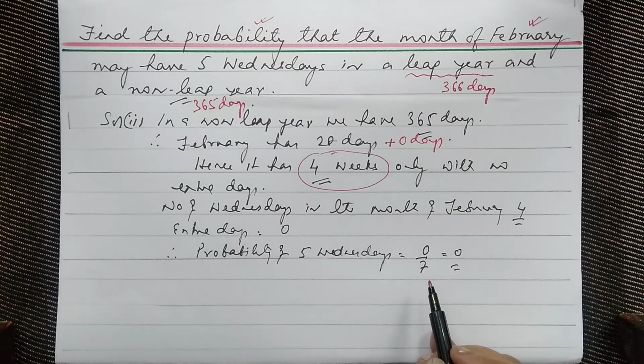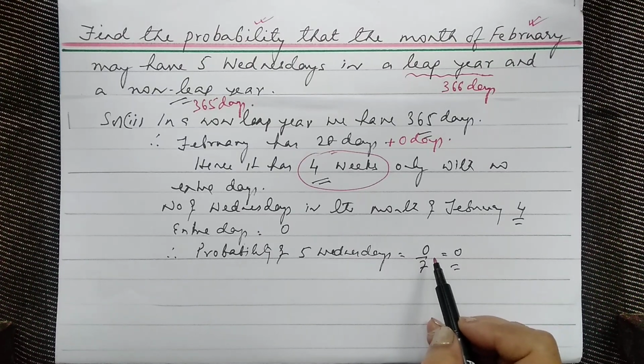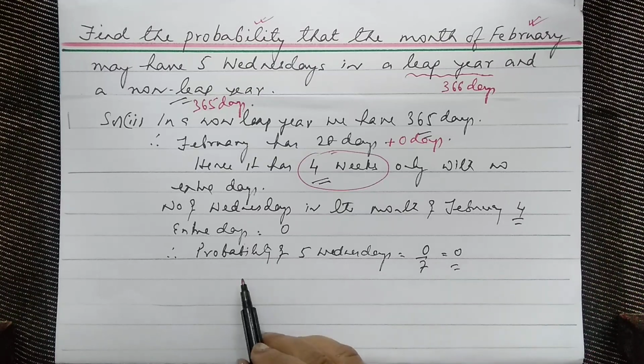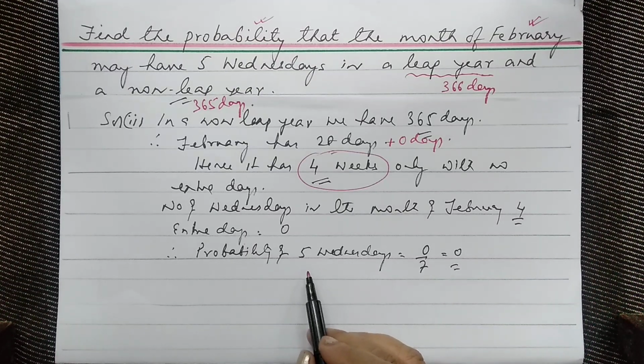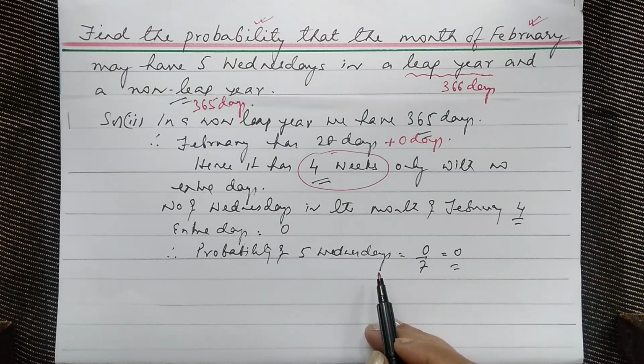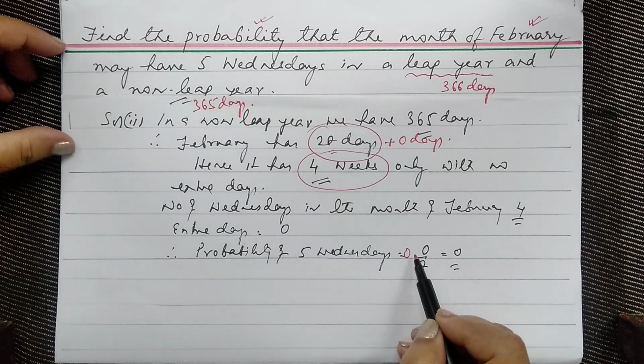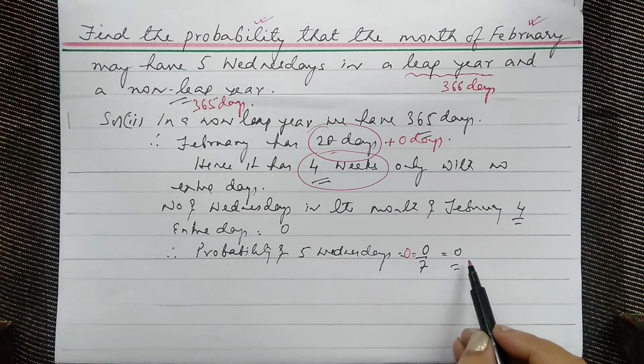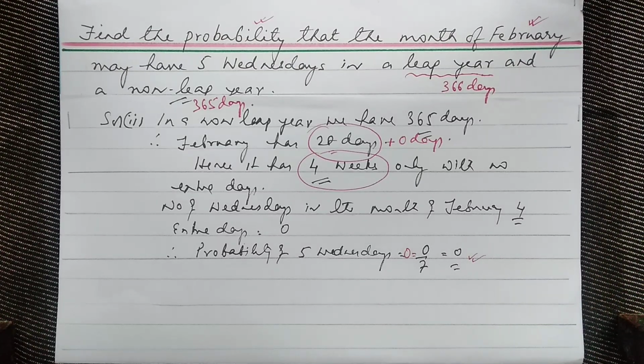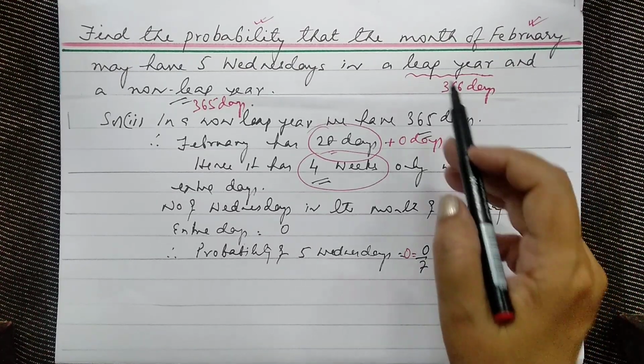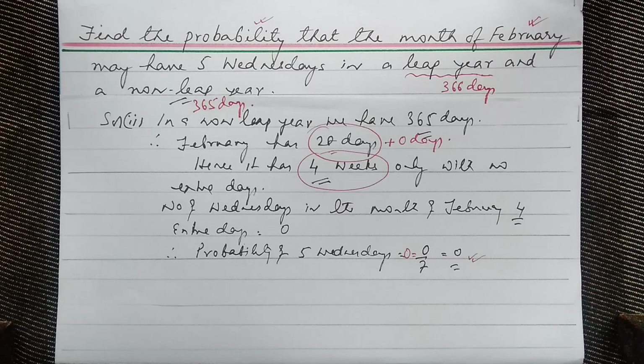So which means what? Do we have any favorable outcome? We do not have any favorable outcome, okay? So in that case, the probability of getting a 5 Wednesday doesn't seem conducive, which means 0 actually, which we can also write like this, or you can straight away write like this, all right? So now let us go into the leap year. What is the difference?